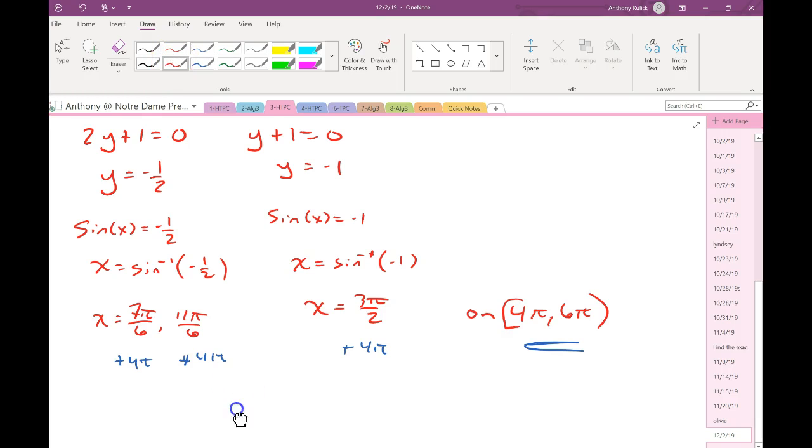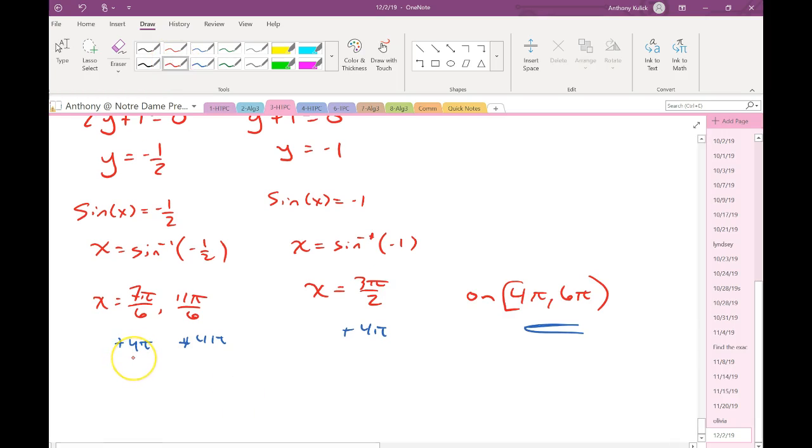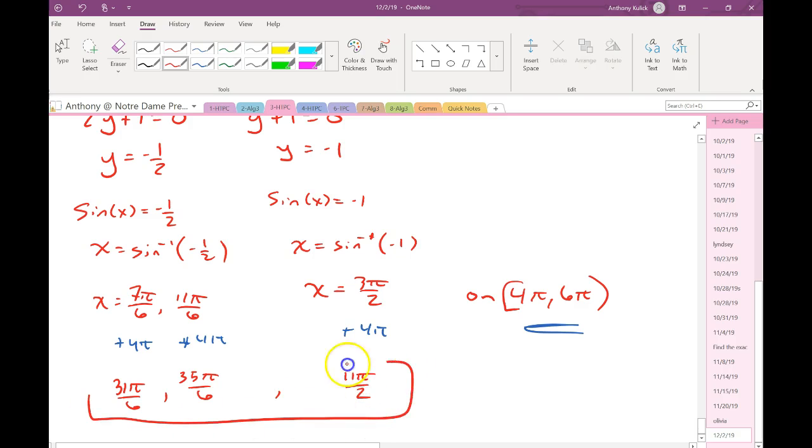So if I do that, that's going to be, what's that? I'm so slow right now. 24 pi over 6 is what I'm adding, so that's 31 pi over 6. And then 35 pi over 6. And then this one would be just 11 pi over 2. So those should be the 3 answers I'm looking for.